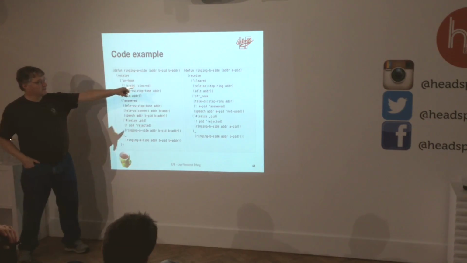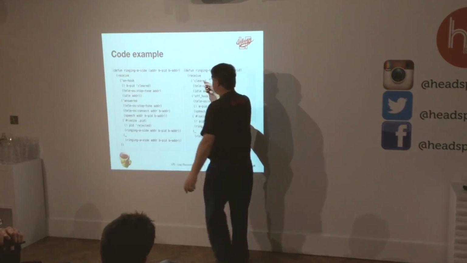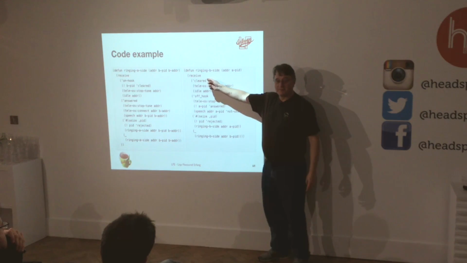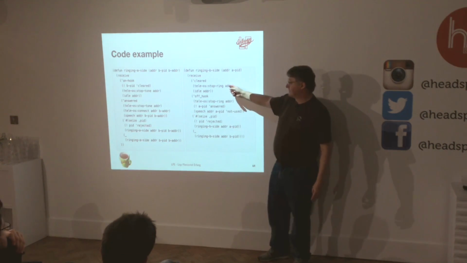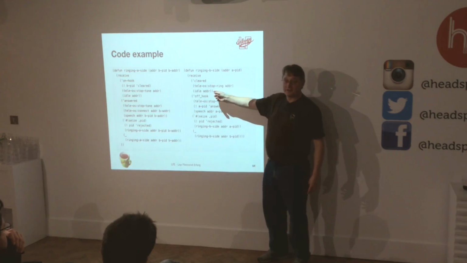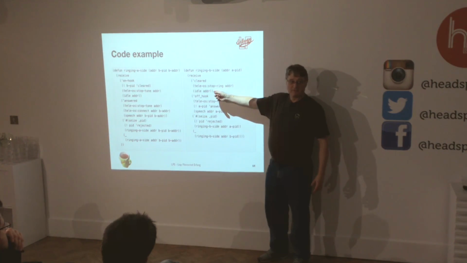So what can happen on the B side? Well, the B side can get cleared, which means that the A side has hung up. And what does it do? Well, it stops the ringtone, and it just goes to the idle state. So these two processes are working together.